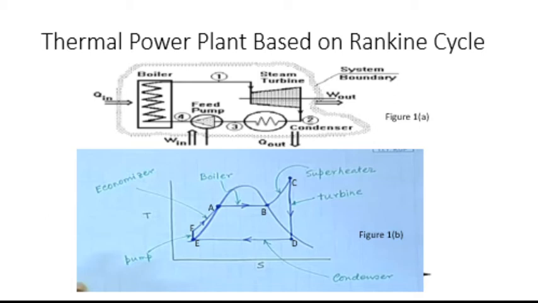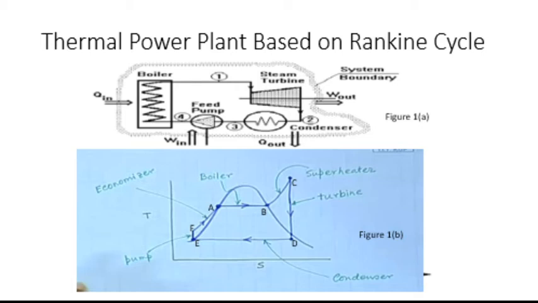Which is nothing but the graph between T and S. What is T? T is temperature. What is S? S is nothing but the entropy. So what is this TS graph? It is nothing but the Rankine cycle, which is the closed loop cycle we discussed previously.